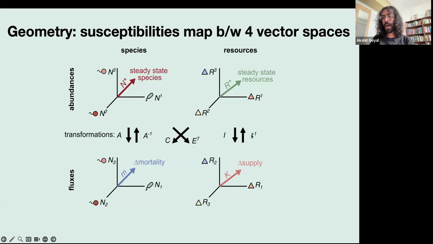I'll pick up. This is just I, this is just one, but this over here is C, the consumption matrix. And this over here is the inverse of the species interaction matrix, right? So it's really by composing all of these operations that I'll end up asking myself, how does a change in supply really manifest as a change in species?